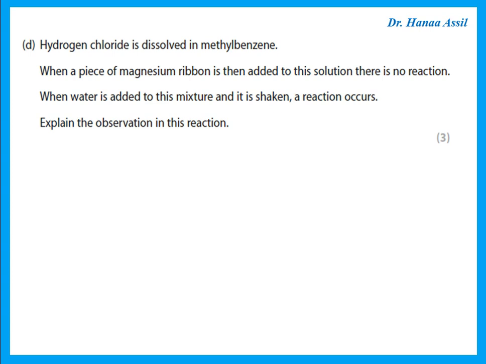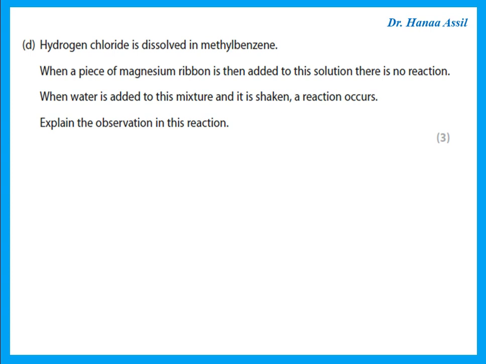Hydrogen chloride is dissolved in methylbenzene. Methylbenzene is an organic solvent, something other than water. When a piece of magnesium ribbon is added to this solution, there is no reaction. So I'm trying to put a metal to react with it, it doesn't react. When water is added to this mixture and it is shaken, a reaction occurs. So when you have hydrogen chloride dissolved in water and you add magnesium to it, it will react.